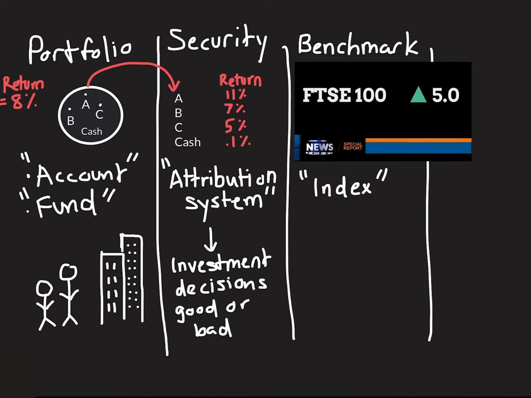For example, the FTSE 100 is up 5 points. The FTSE 100 is a benchmark representing the UK market. Or the Nikkei average is up 500 points. The Nikkei average is a benchmark representing Japan's market. Or the S&P 500 is up 50 points. The S&P 500 is a benchmark representing the US market.